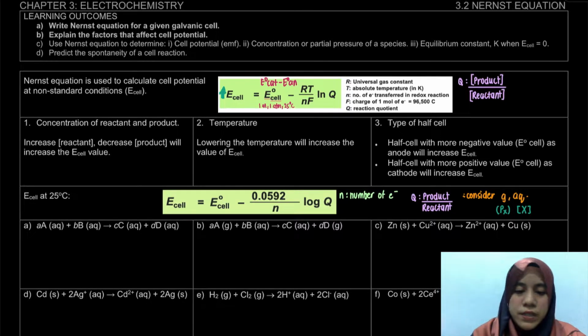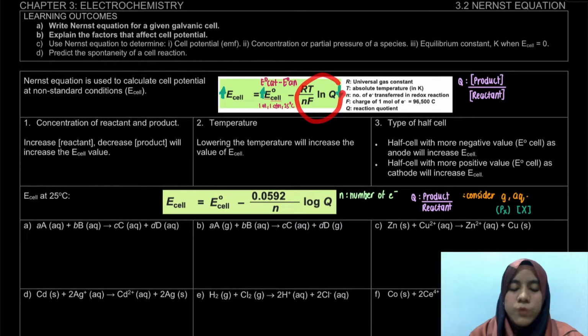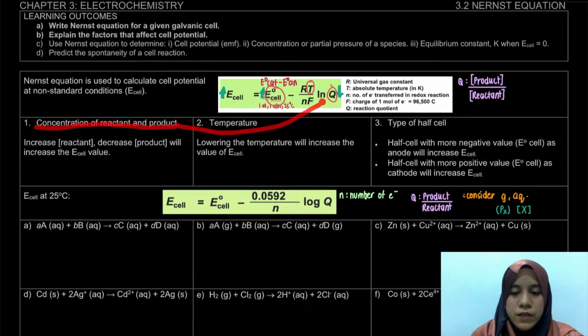So if I want my Ecell to be higher, okay, what should I get? It's actually my E°cell must be a bigger value, but my RT divided by nF ln Q must be a smaller value. Because why? When the value here is small, my Ecell will be equal to my E°cell. Okay. So for the factors, what we're going to look at is actually the E°cell here, the temperature, as well as the Q. Okay, so the first factor that we're going to look at is the concentration of reactant and product, which is actually about Q.